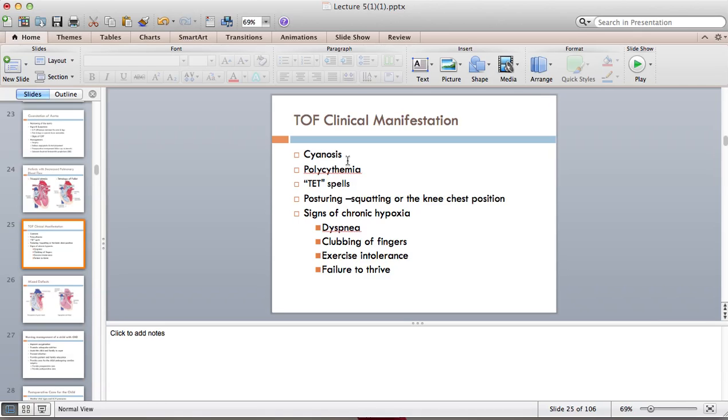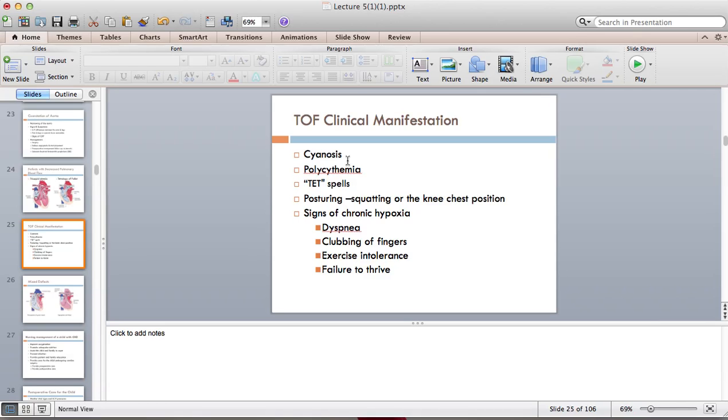So what this patient will do is try to compensate, and that is what we refer to as that tet spell. Periodically, they will go into periods of cyanosis, and they will try to compensate by squatting. And you will see the children will just do it on their own. You don't even have to tell them. They are getting into trouble. They either squat, or they go into knee-chest position.